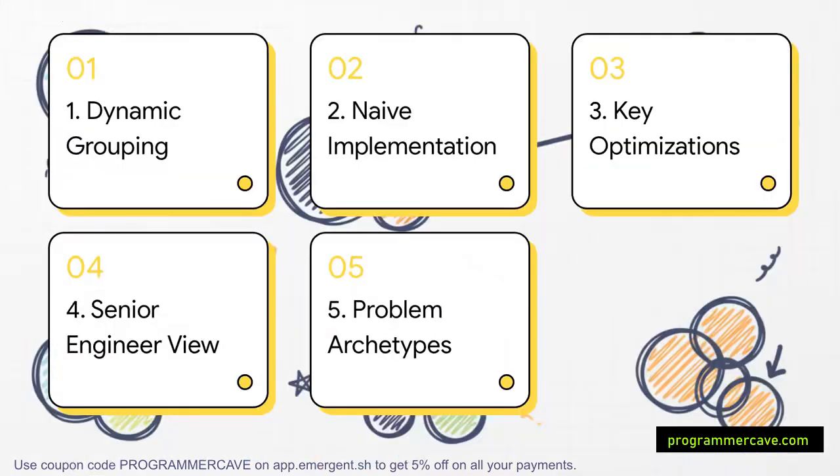So here's our game plan. First, we're going to figure out what problem DSU is even trying to solve. Then we'll build a simple, kind of slow version of it. After that, we'll look at two brilliant optimizations that make it lightning fast. We'll wrap up by looking at it from a senior engineer's perspective, and then check out some classic problems where DSU is the perfect fit.